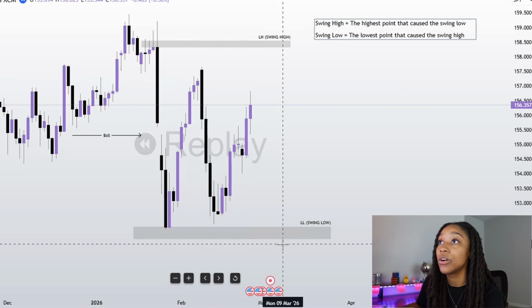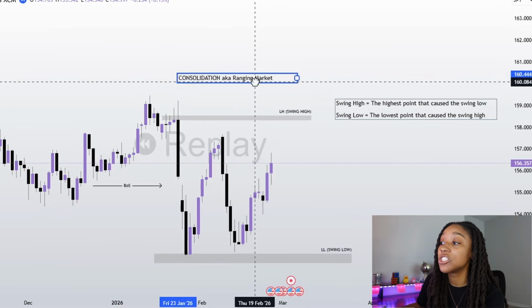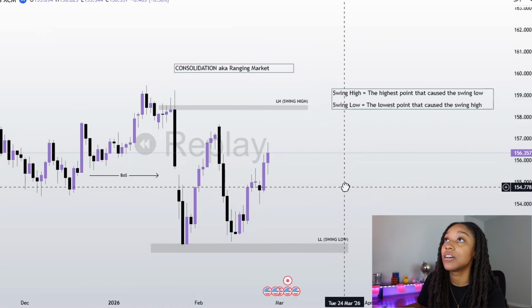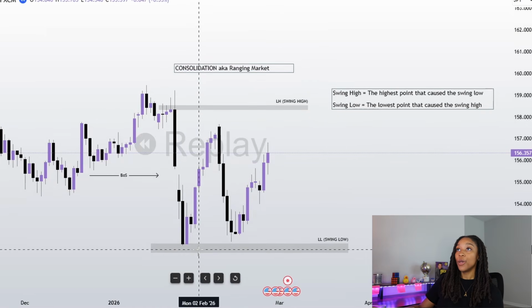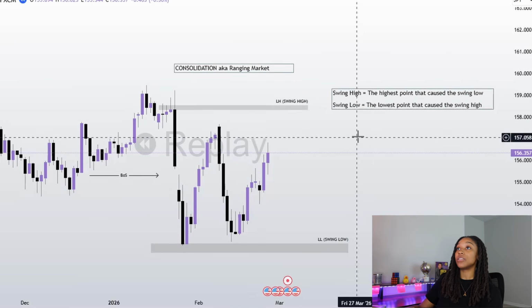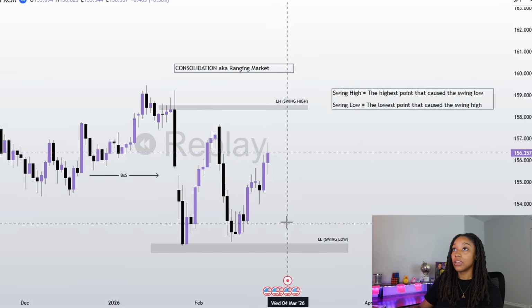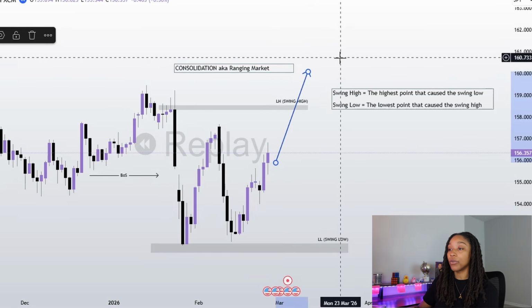So at this point, we are doing what? What's happening right now? At this point, we are officially ranging. We are in consolidation. Why? Because we failed to make a new low. We failed to make a new high. We are just ranging between these points. So until price breaks this swing low, or price breaks this swing high, we are in a range. So we are in this consolidating ranging market, right?